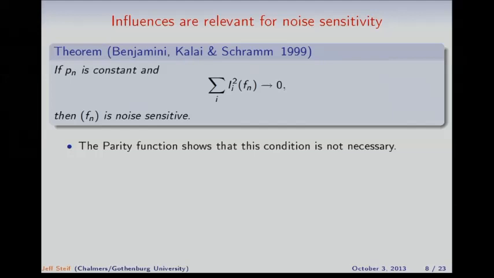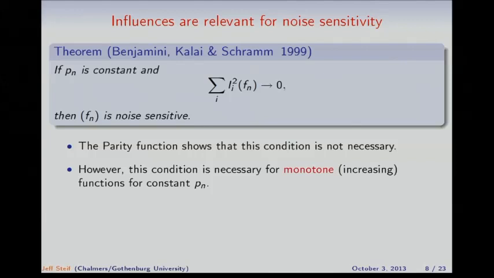However, the converse is true for a large class of Boolean functions, namely all the monotone functions. So this condition above is necessary for monotone increasing functions. Again, for constant Pn. At this point I want you to think of Pn as constant. It doesn't depend upon n. So for monotone functions, and for the rest of the talk I'm only going to be dealing with monotone functions, this gives you a necessary and sufficient condition for noise sensitivity for a constant level of noise, a P which is constant.